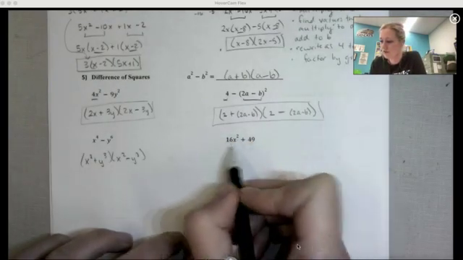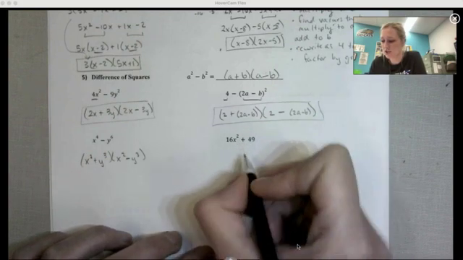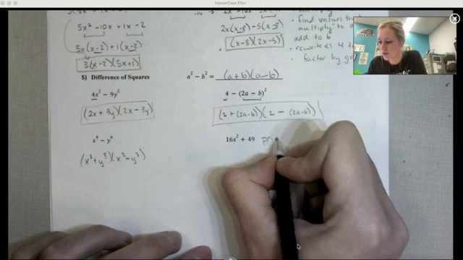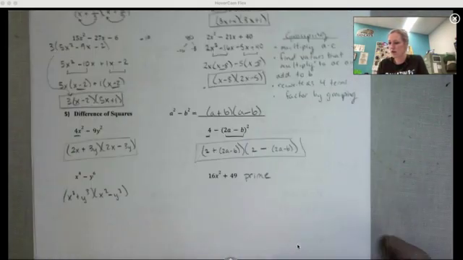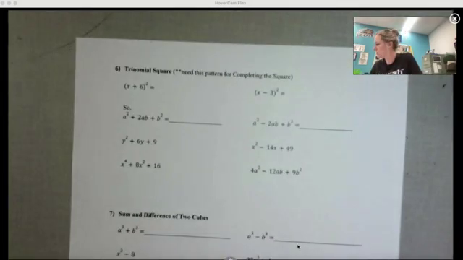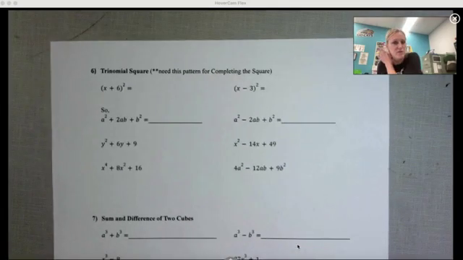Can I take the square root of these? Yes, this is 4x and 7, but it's not subtraction, so this is what we would call prime. It is not factorable. Okay? I think I have one more. Yep. Okay. So next, you guys, this is just a pattern. If you recognize this, this is a really helpful thing for you to use. This is called a perfect trinomial square. We're going to get into a skill called completing the square where we're going to use this.